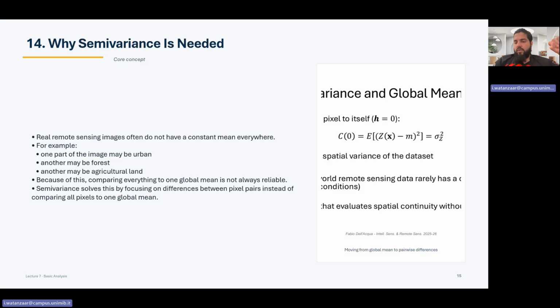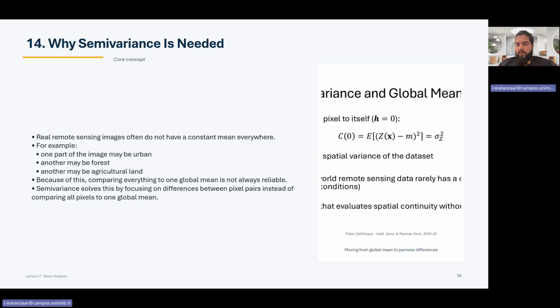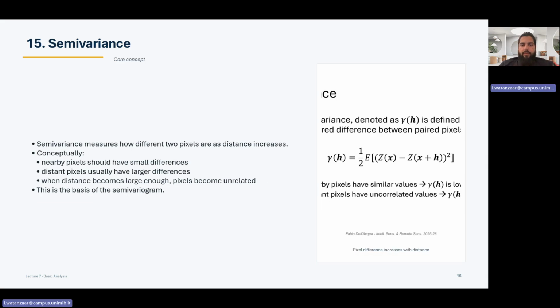So far, we were taking one global mean, comparing and taking its covariance, as we have seen in the previous spatial covariance. But here, there is no more one global mean. The idea is we are taking the difference between the pixel pairs. Now, let's discuss exactly how it comes into existence. Semivariance measures how different two pixels are as the distance increases. We have seen in the spatial covariance that the concept of distance and direction was introduced because of neighboring. If you're moving from one pixel to another pixel, you are going in a certain direction or a certain distance.